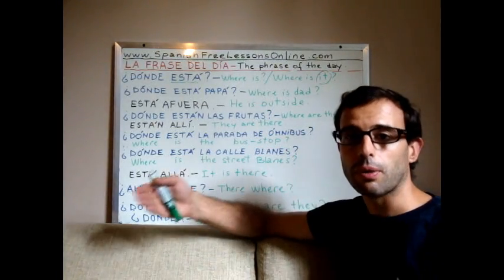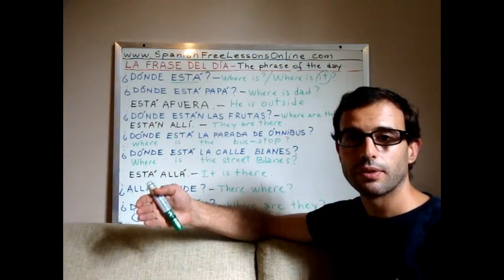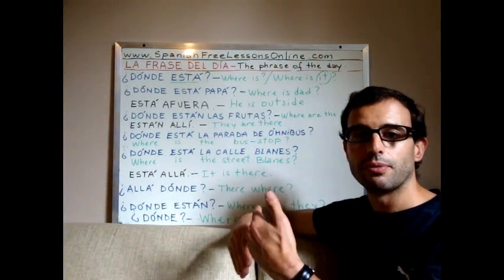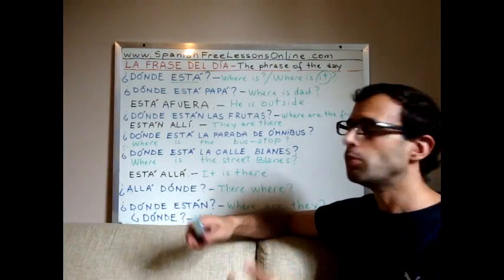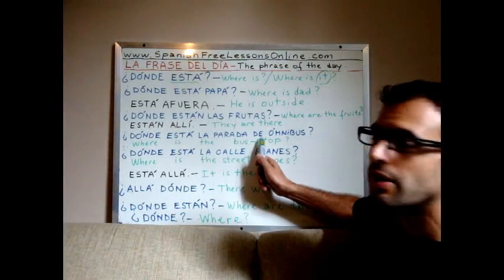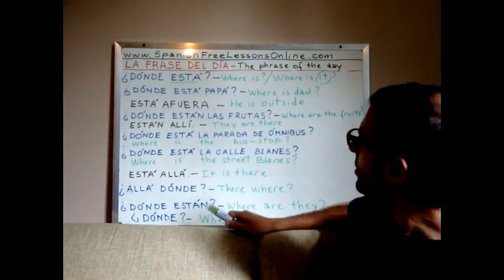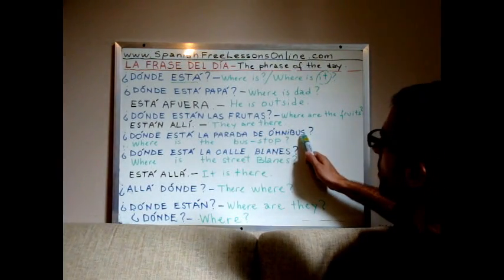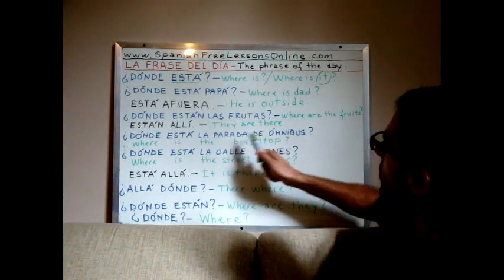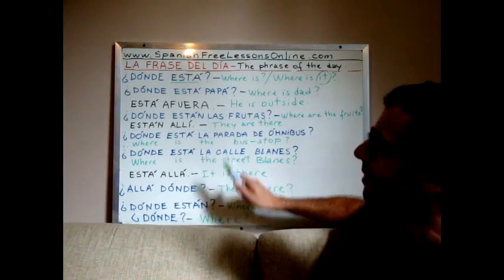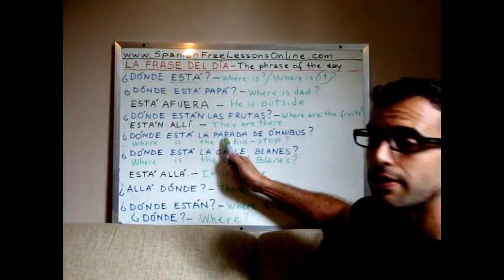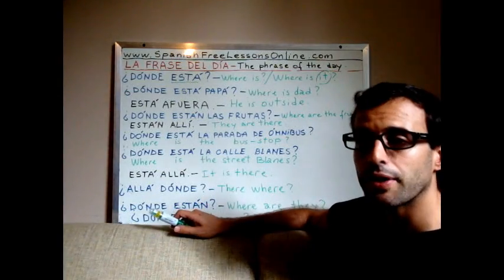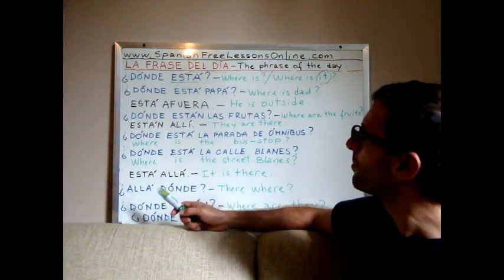So bus stop, right? We have two nouns there. In Spanish, we invert the order in relation to English, and we use the connecting word de. So parada de ómnibus means bus stop. Parada is a stop. So, ¿dónde está la parada de ómnibus? Where is the bus stop?